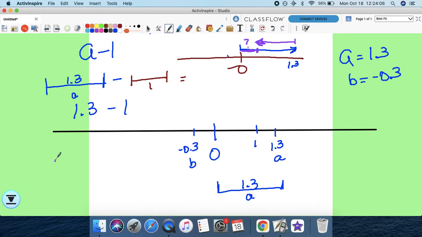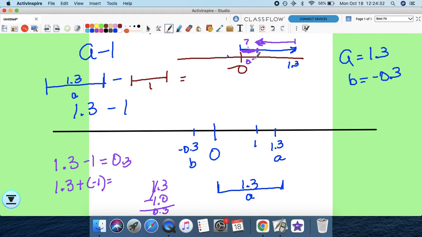So we simply have to do 1.3 minus 1. And remember that one has a decimal. It's here, which allows us to add a 0. And then we do 3 minus 0, which is 3. And this crosses out. So my final answer is 0.3. So this little distance over here is 0.3.